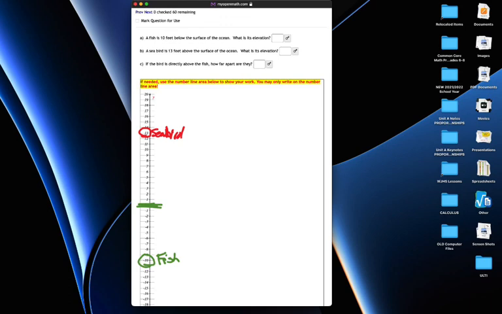And I guess I could have answered part A first. If the fish is 10 feet below the surface, that would be at a level of -10. The seabird is 13 feet above, so that would be 13, a positive 13.